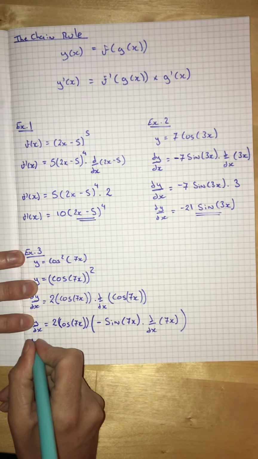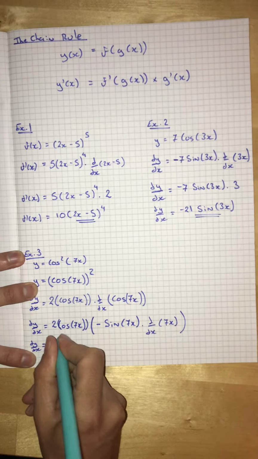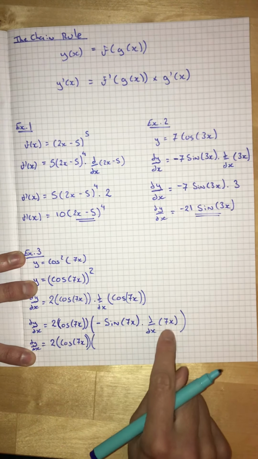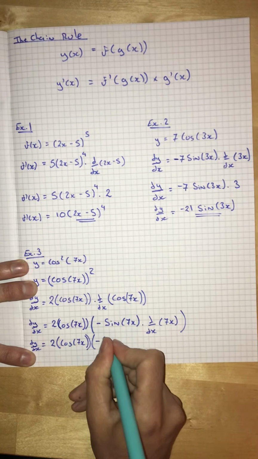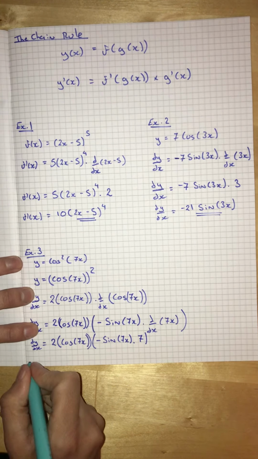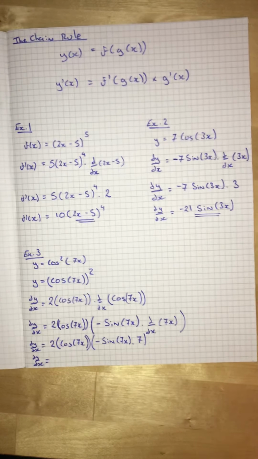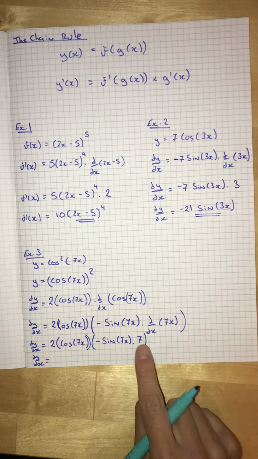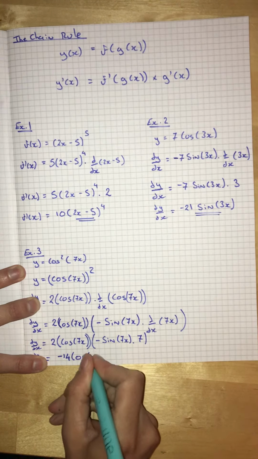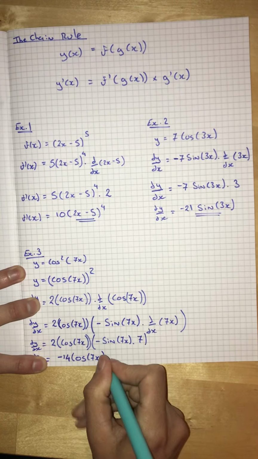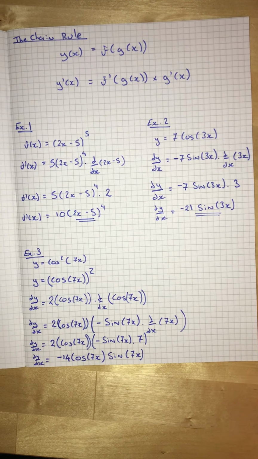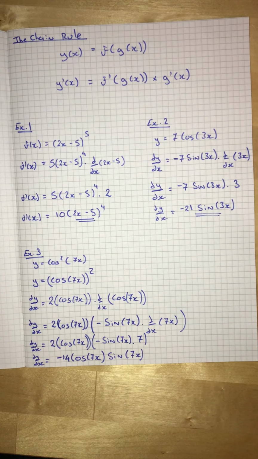And then we'll just do that. So we get 2 bracket cos 7x, differentiate 7x, and you're going to get 7. And then all we need to do is write it out so it's all neat. We can see we've got 2, a negative, and a 7. So it's going to be negative 14 cos 7x sine 7x. Okay, so it's a chain rule within the chain rule. That's the end of this video.